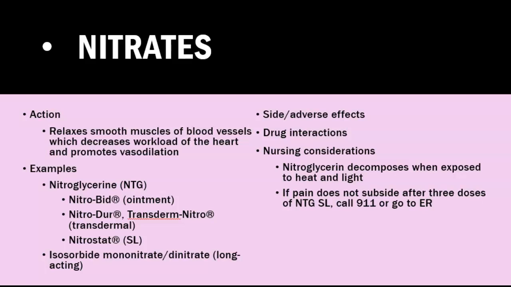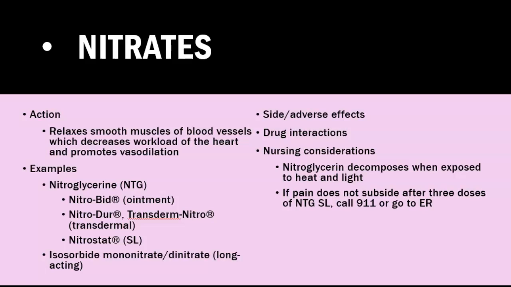If we think of blood vessels as a water hose, basically what the nitrates do is make the water hose bigger. Examples of nitrates that you will often hear is nitroglycerin. You might also see it as NTG. There are different types of nitroglycerin. So Nitrobid is going to be an ointment. Nitro-Dur or Transderm-Nitro, that's going to be transdermal. And then you have your Nitrostat, which is going to be sublingual. And then another type of nitrate is isosorbide mononitrate or dinitrate. Your dinitrate is going to be more of a long-acting one.